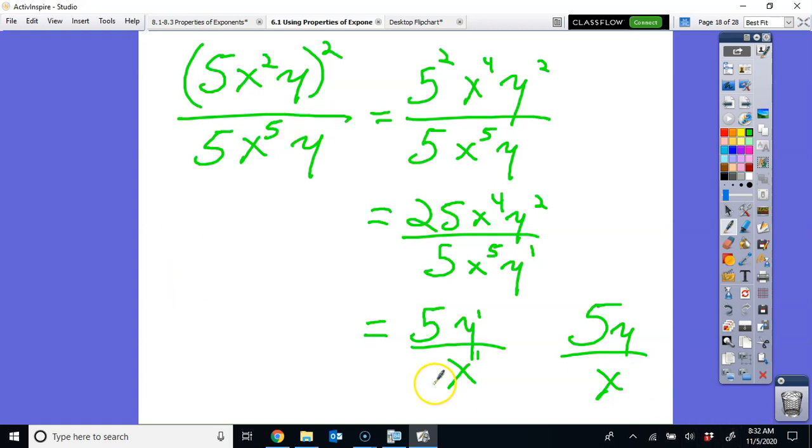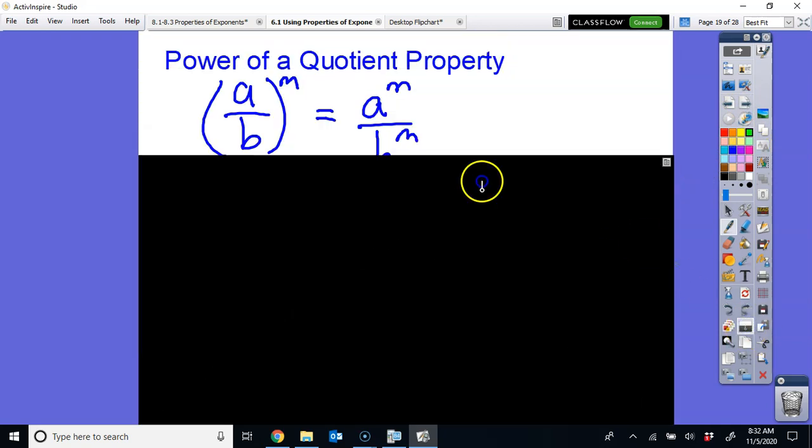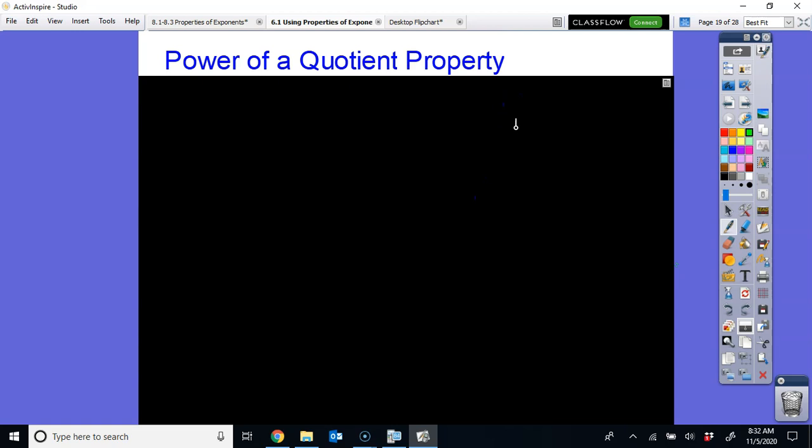So that used several of our properties there. Guys, that's the trickiest part about some of these, is when you start combining all these properties into one problem. I am not going to intentionally try to make 10,000 problems on the next test like this that are difficult, but I am going to try to get you to actually go through and use these properties. The last property. I know. Praise Jesus, right? The last property is the power of a quotient property.